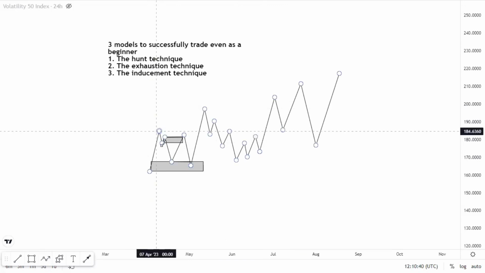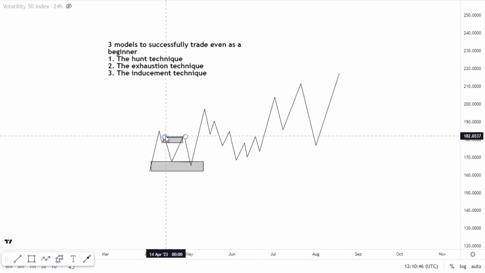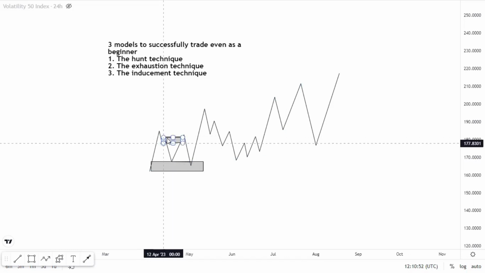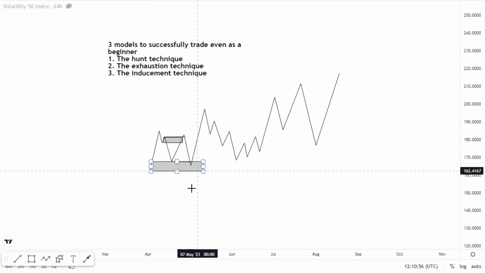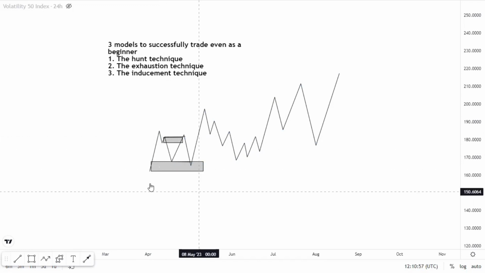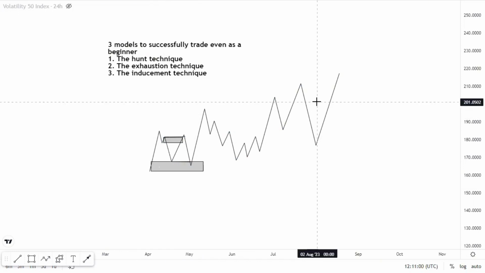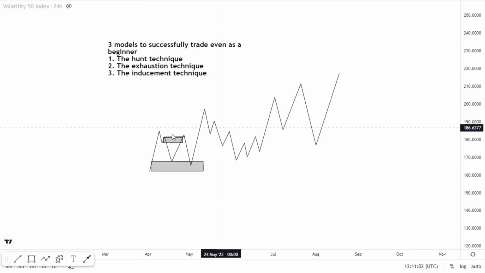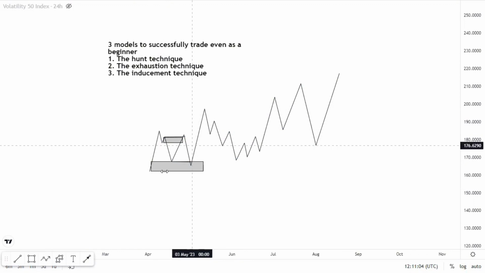Okay, so we started our pullback to the downside. We created this low, we created this high, then we created this low again. Now, many traders would want to take advantage of this area to continue the sell to the downside, in as much as they know that the market is in an uptrend. They would want to take advantage of this area to give a sell to the downside.